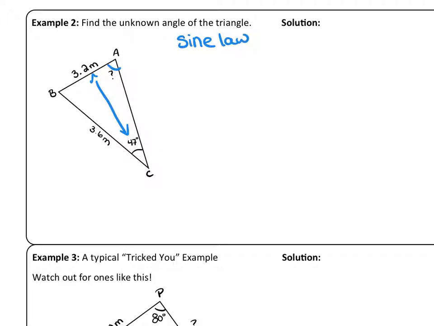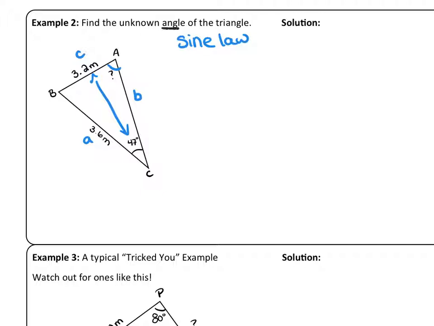And also don't forget to label your sides. So across from angle A is side A. Across from angle C is side C. And across from B is B. Now, we don't need B because we don't know any of it. But again, let's set it up.